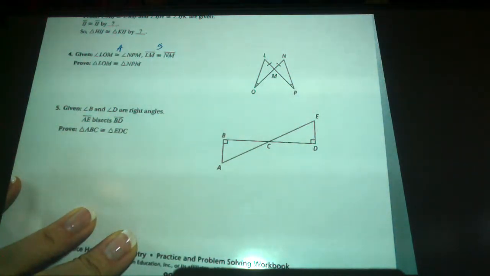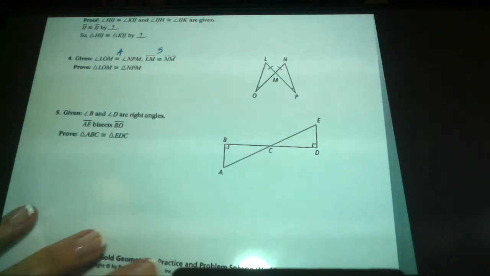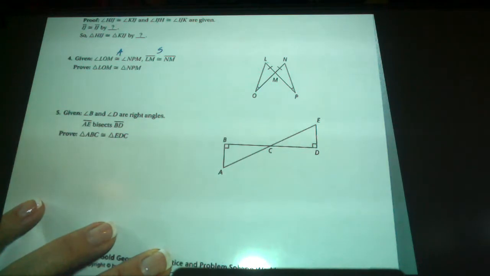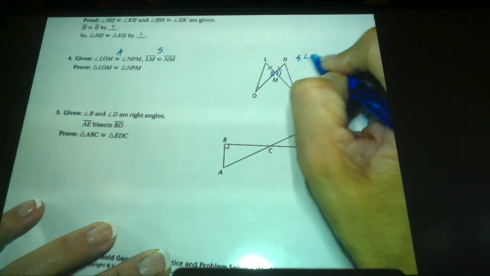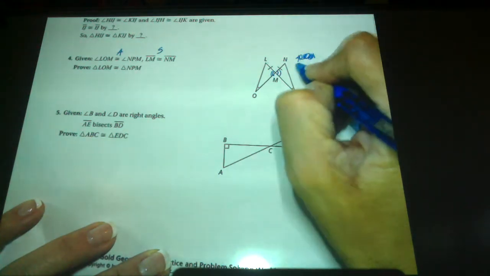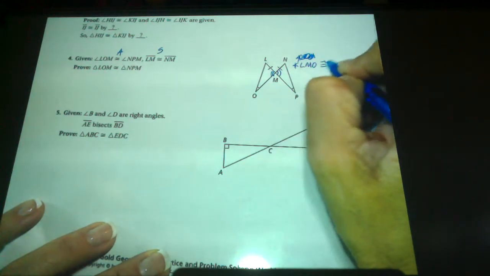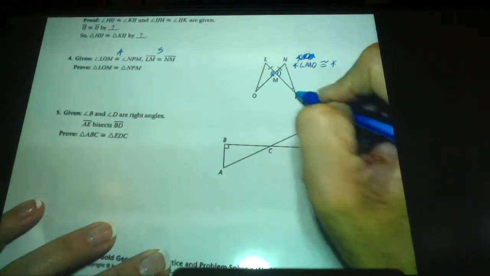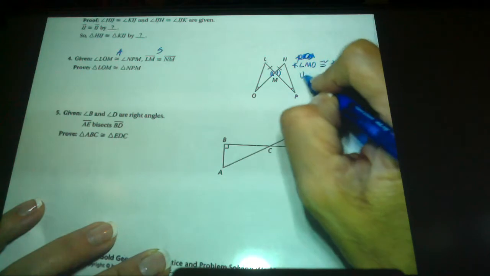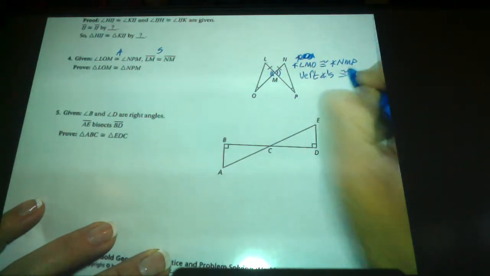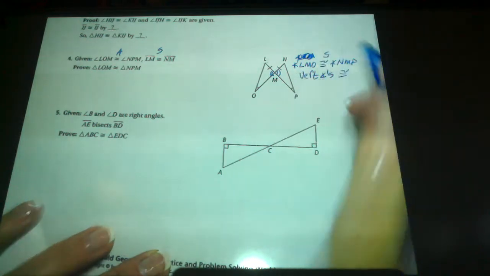We need one piece of information that we can prove by ourselves without any extra information. What might that be? Ivan? So we have to name it because there's two angles with angle M. We have to name that properly, but what kind of angles are those? Vertical. And so angle LMO is congruent to angle NMP. Are we okay with that? Why? Because vertical angles are congruent. And that gives us a side statement.